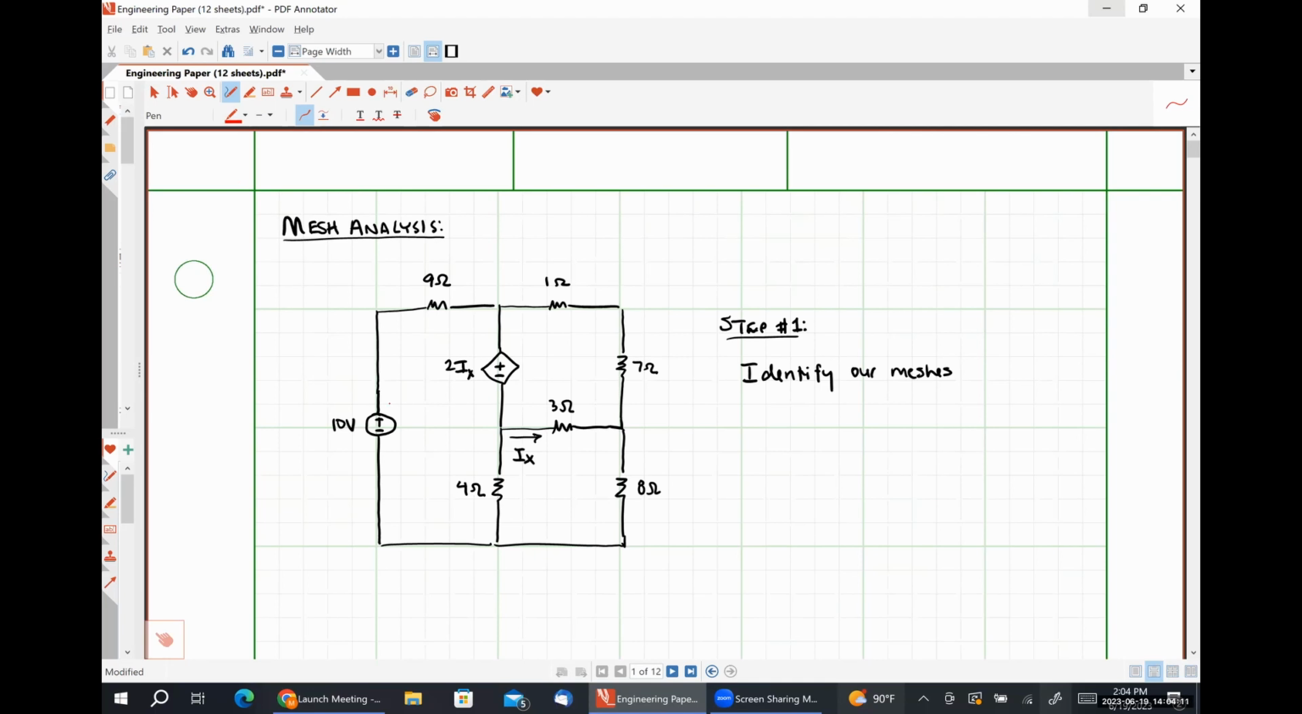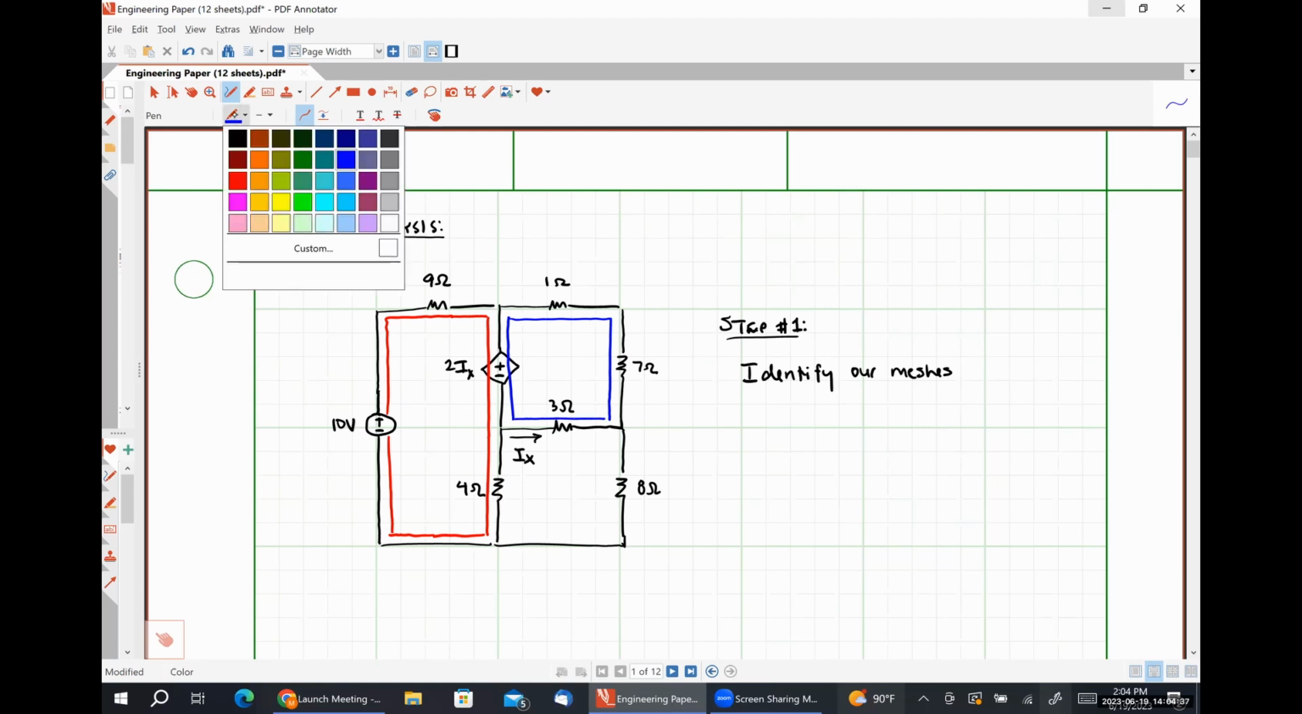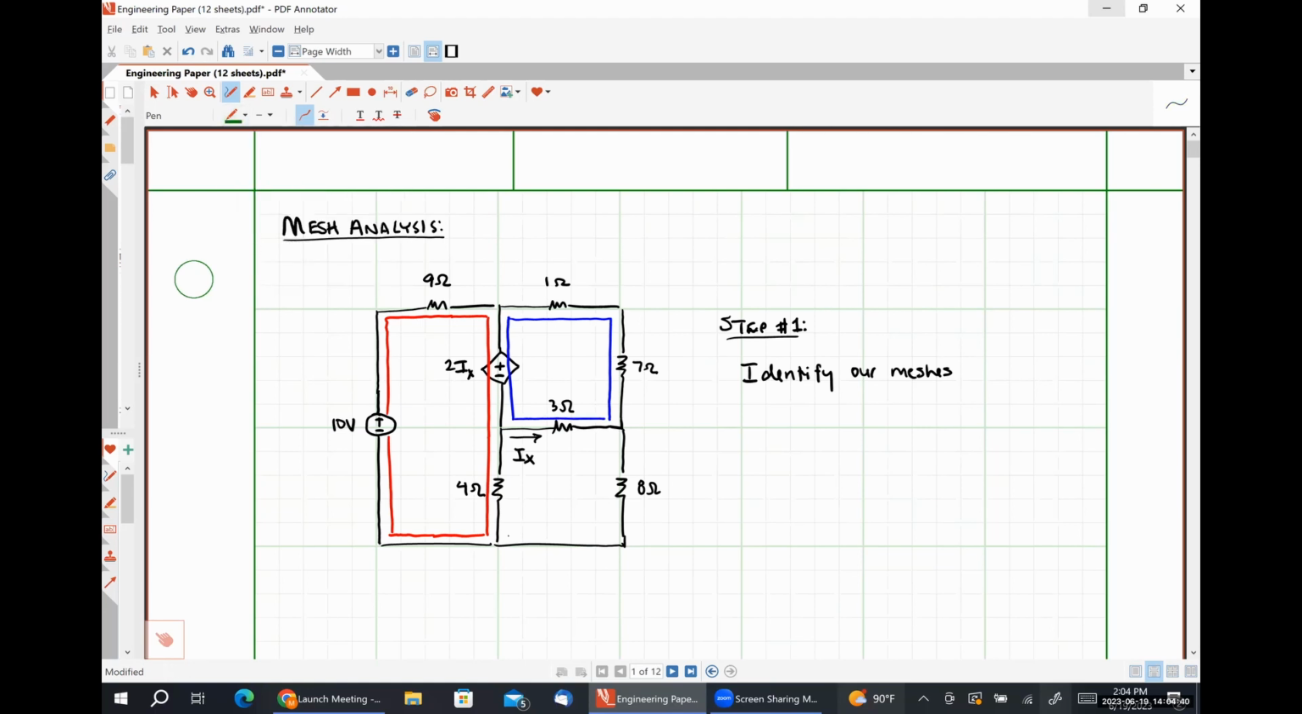So we're going to have this mesh that I'm outlining here in red. Then we're going to have this mesh in the top right in blue. And this mesh, which I will put in green, in the bottom right.